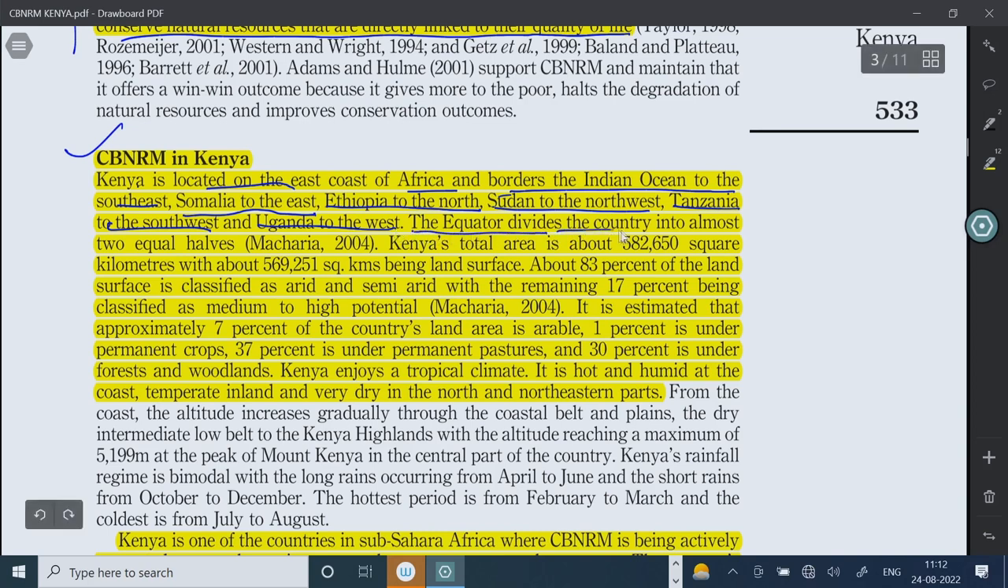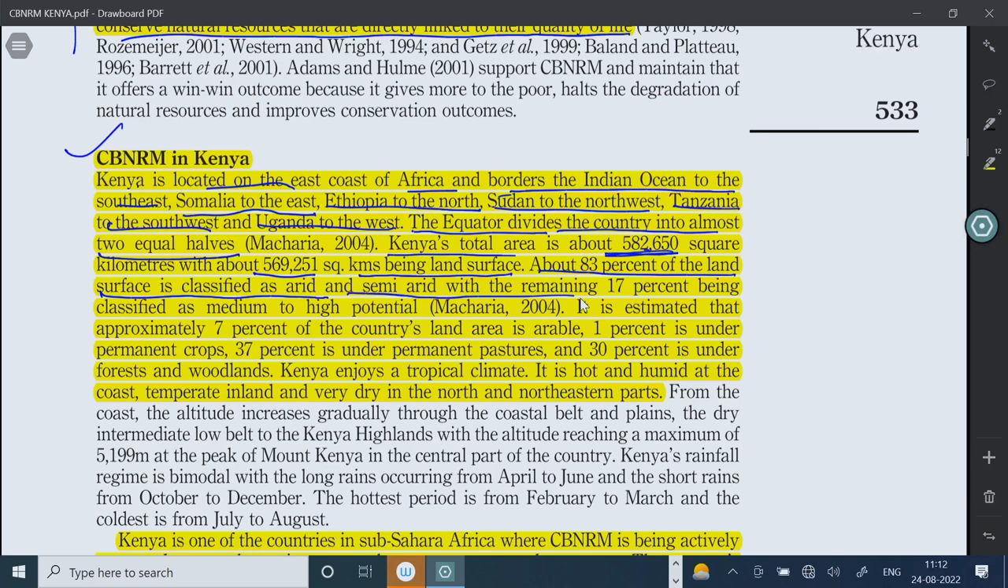The Equator divides Kenya into almost two equal halves. Kenya's total area is about 582,650 square kilometers, with about 569,251 square kilometers being land surface. So that means it is totally dominated by land. About 83% of the land surface is classified as arid or semi-arid. Imagine, that means it's a dry area. Less water. So when water is less, you can imagine that crop cultivation and agriculture will be poor.